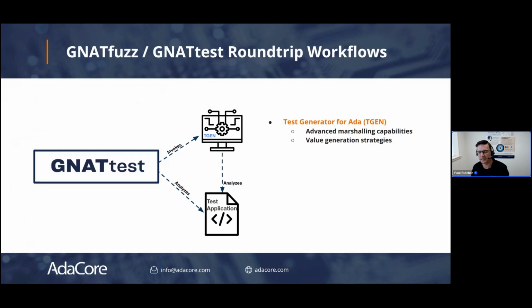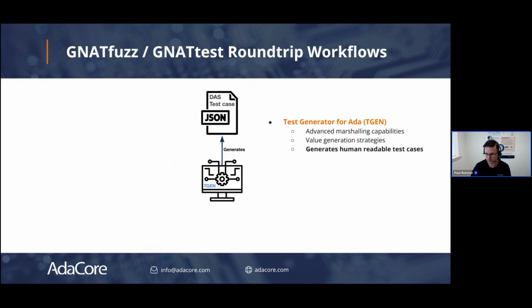Another technology we've added recently is called TGen. It stands for Test Generator for Ada. It's got two primary functions. It's got an advanced marshalling capability, and this means that we can generate binary representations of Ada values in a very tightly packed format, which is highly suitable for fuzzing. And we can also use this technology to generate test cases, so objects of particular Ada types.